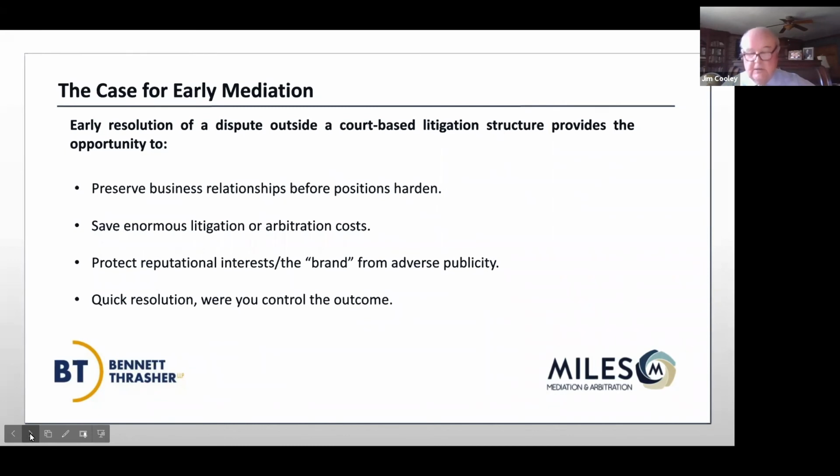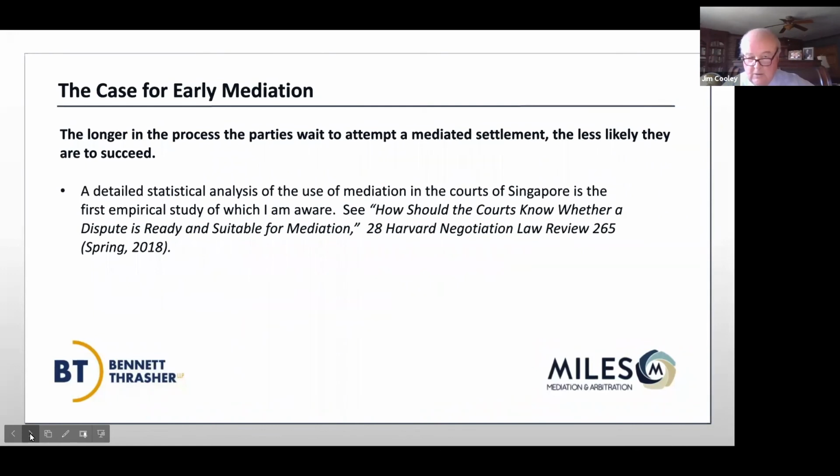So let's look at the next slide. What if I could demonstrate to you the following proposition? The longer in the process the parties wait to attempt a mediated settlement, the less likely they are to succeed. Let me try to do that.